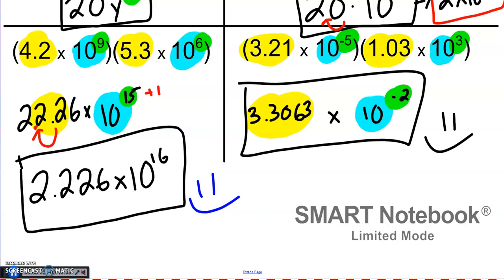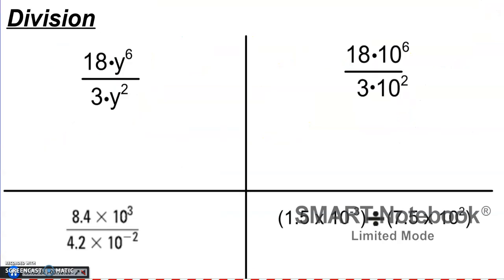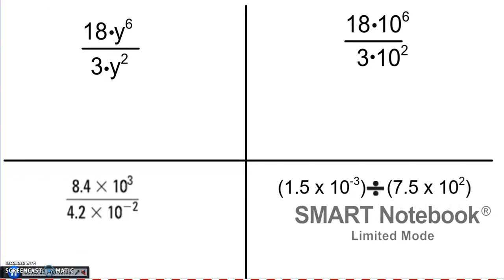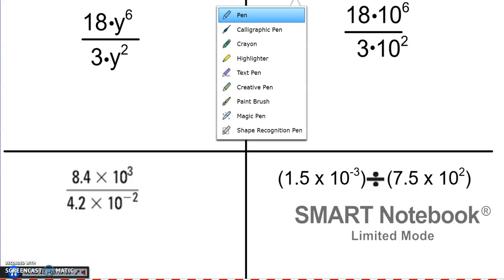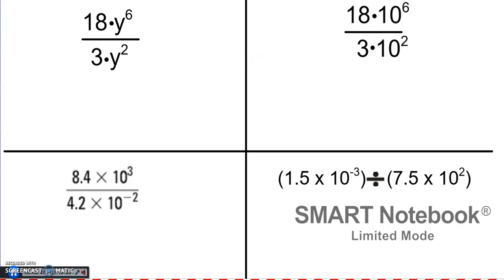Here we go. Let's move on to division now. Now, division is going to apply the same exponent rules as before. So let's just get right into a quick review. In the upper left-hand corner, we have 18 times y to the 6th over 3 times y squared. So we're going to go back to our rules of division.